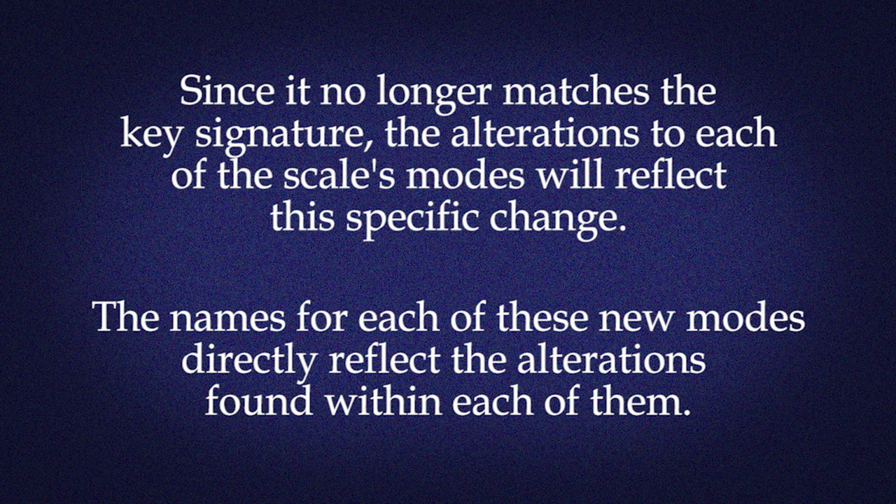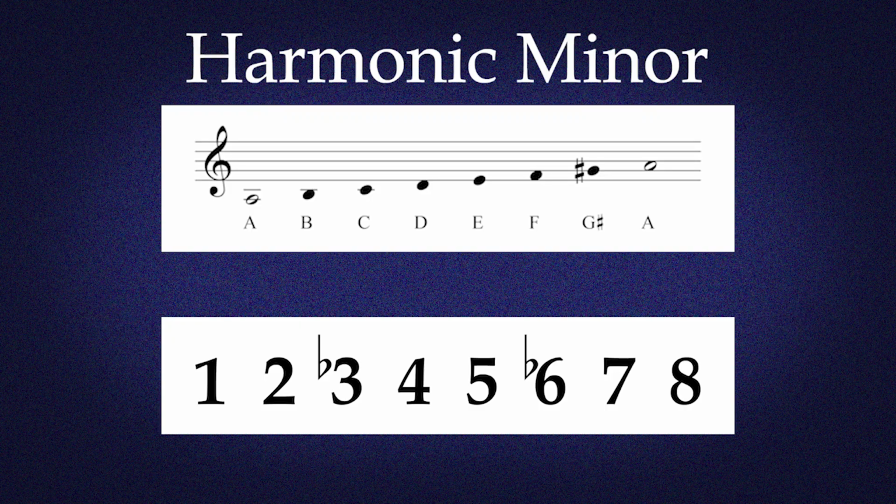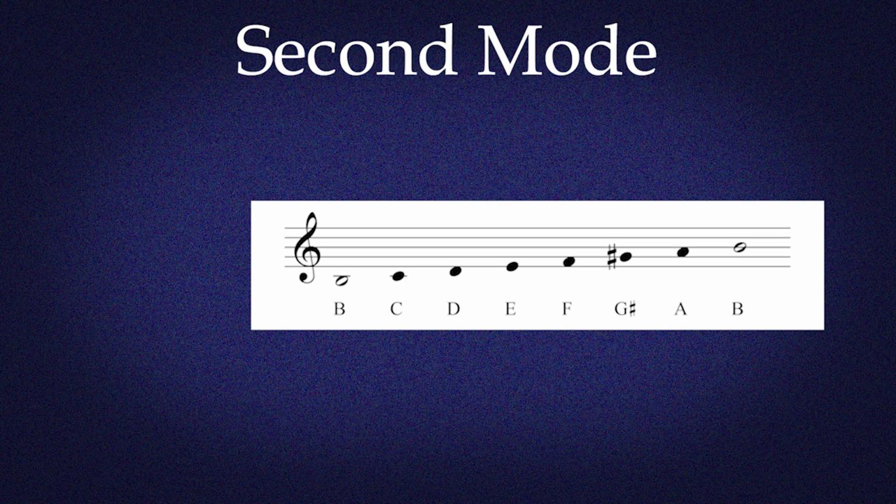We'll use A minor for our examples. The A harmonic minor scale is A, B, C, D, E, F, G sharp, and A. The second mode of this scale would be B, C, D, E, F, G sharp, A, and B.